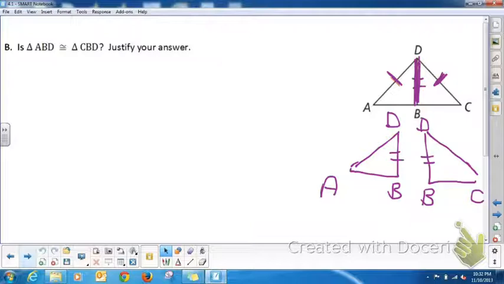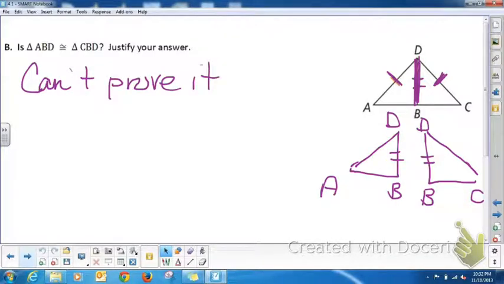But because we only know those two sides, and we don't know anything about AB and CB, and we don't know anything at all about any of the angles at this point, we cannot prove that these two triangles are congruent. As we explore congruent triangles further, you'll be able to develop proofs that these two triangles are congruent, but at this time, you need to know all of the corresponding parts are congruent, and we simply don't know that for these two right now. So there's no way to prove these two, right? So you can't prove it. There's not enough info.